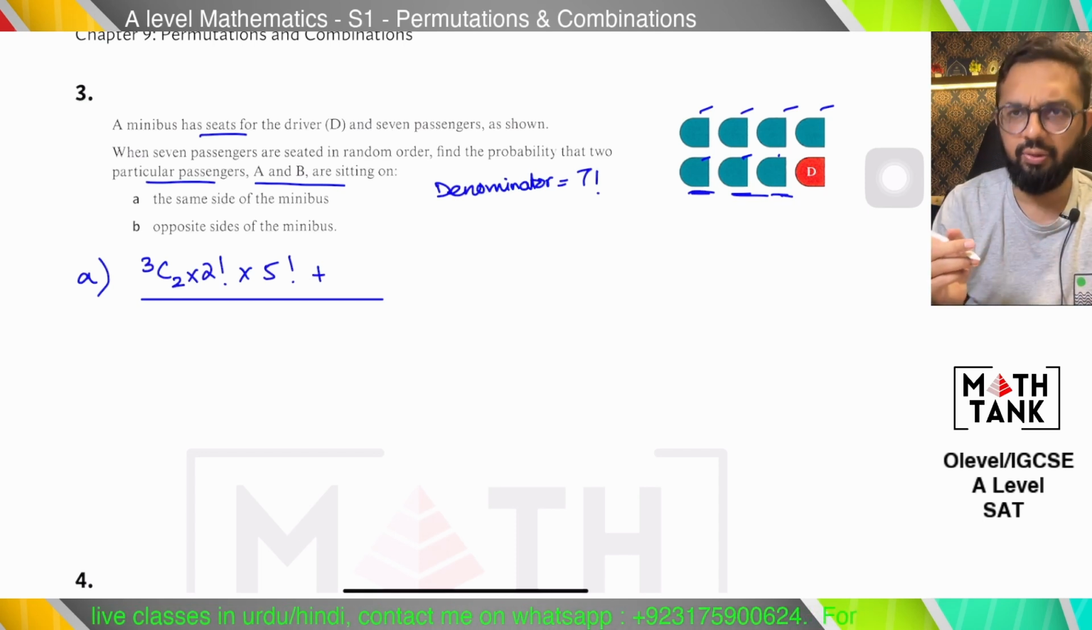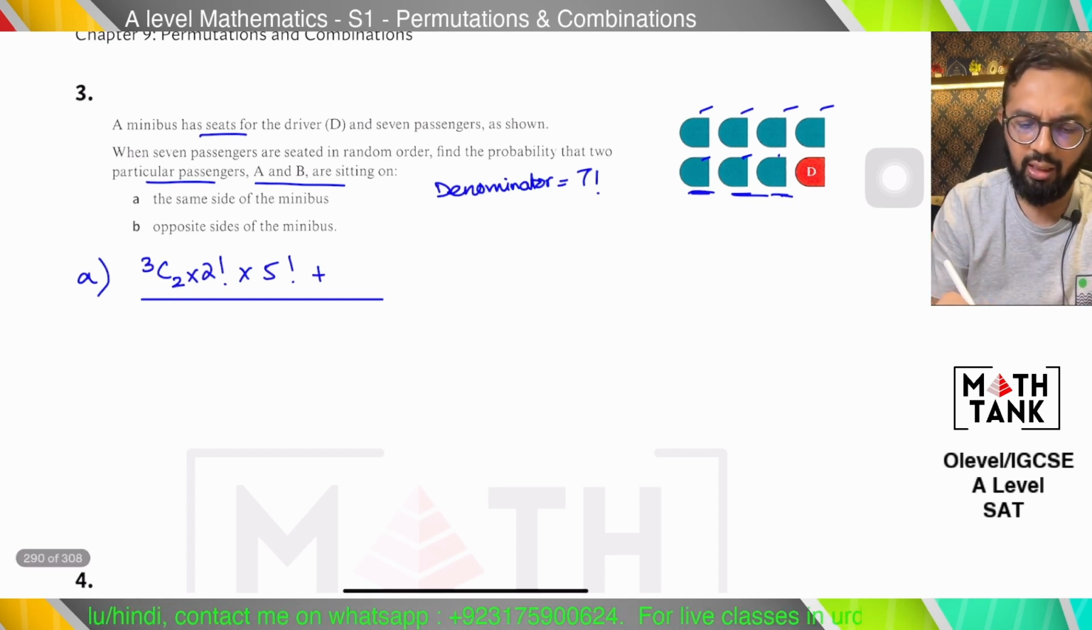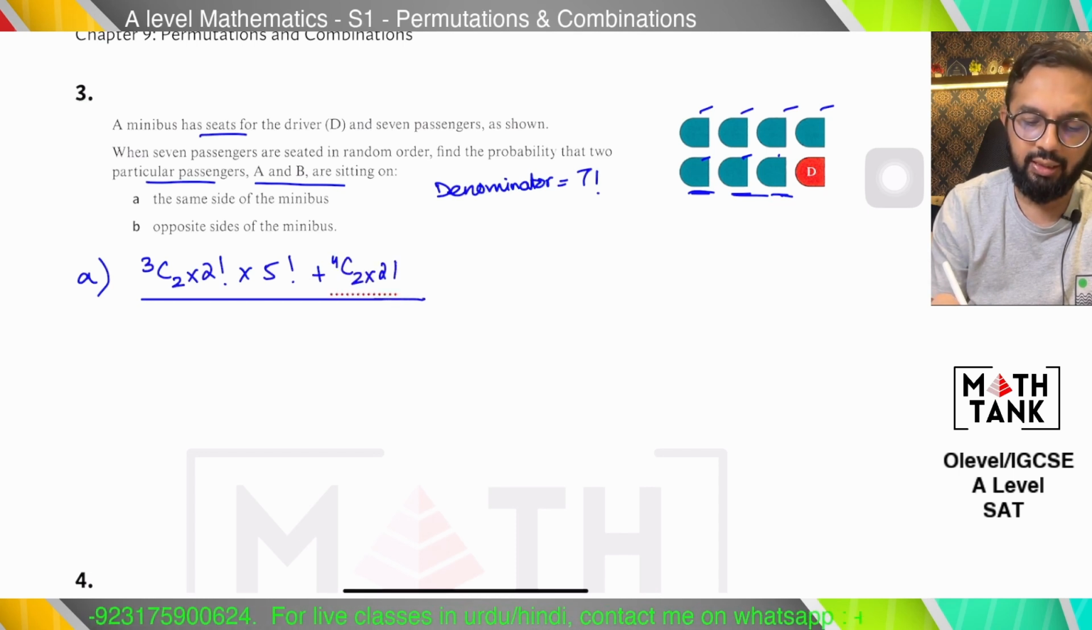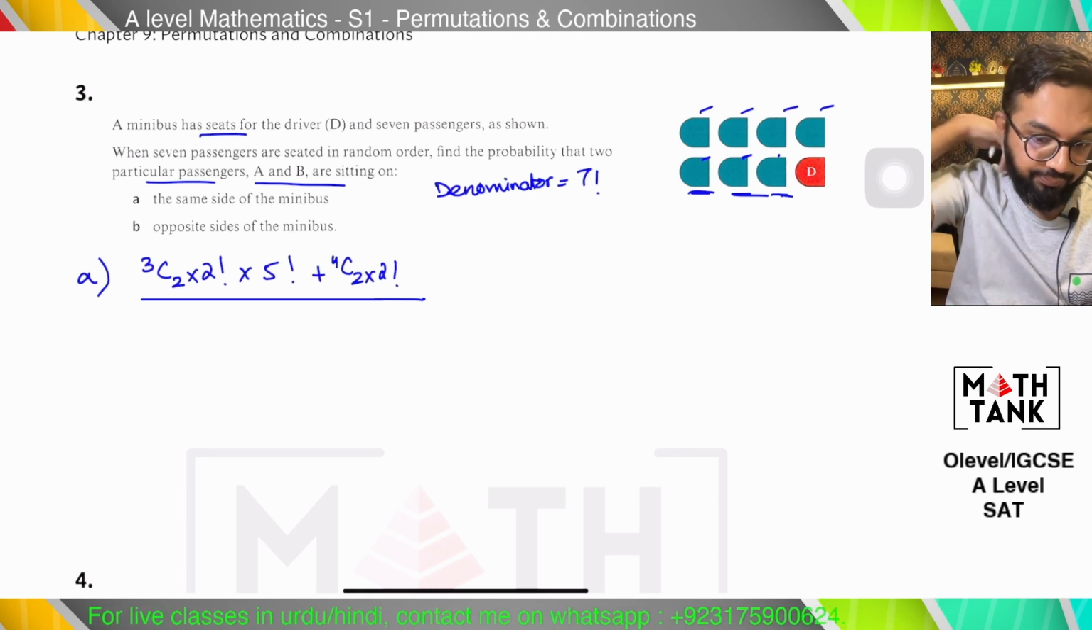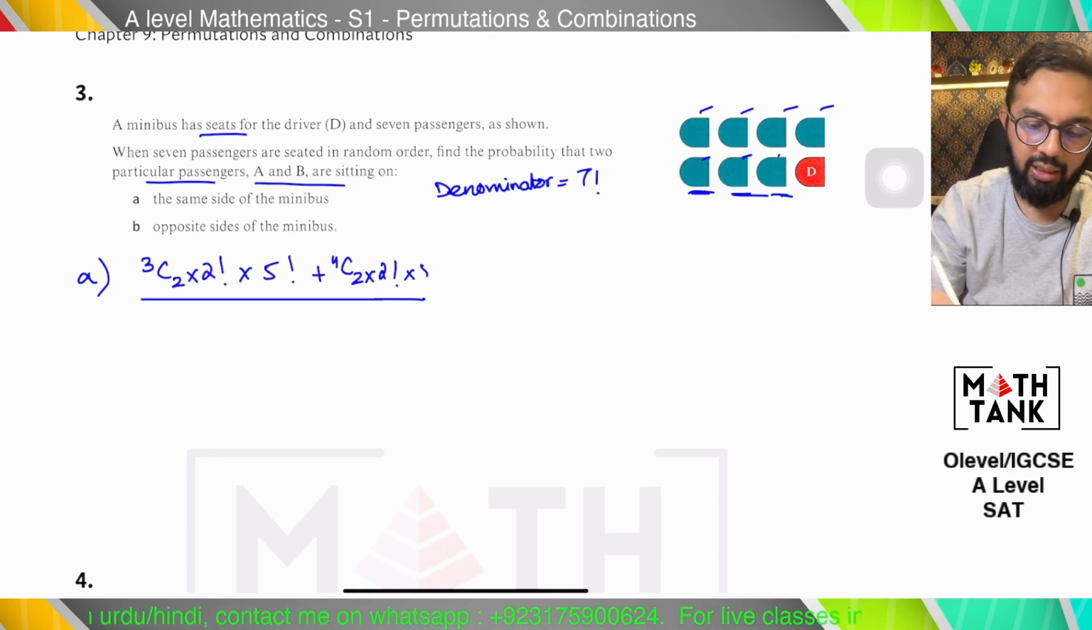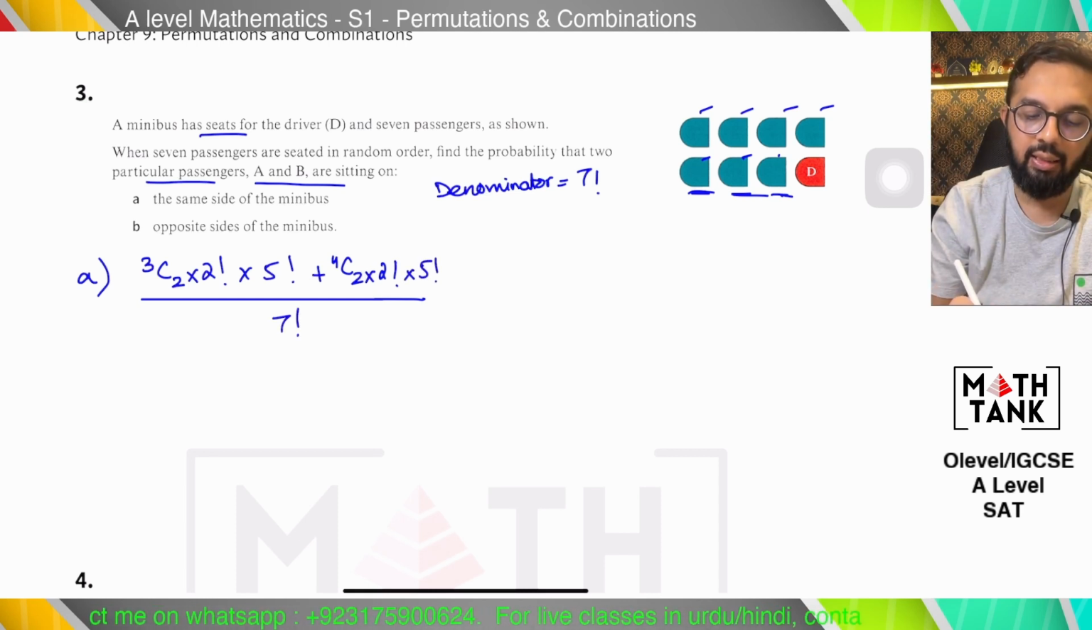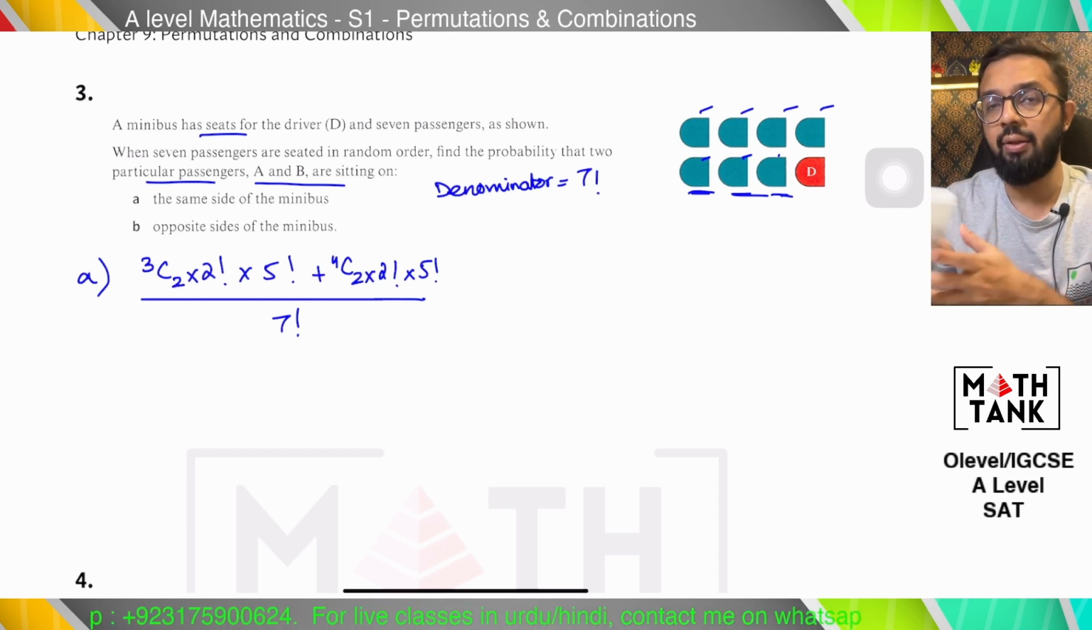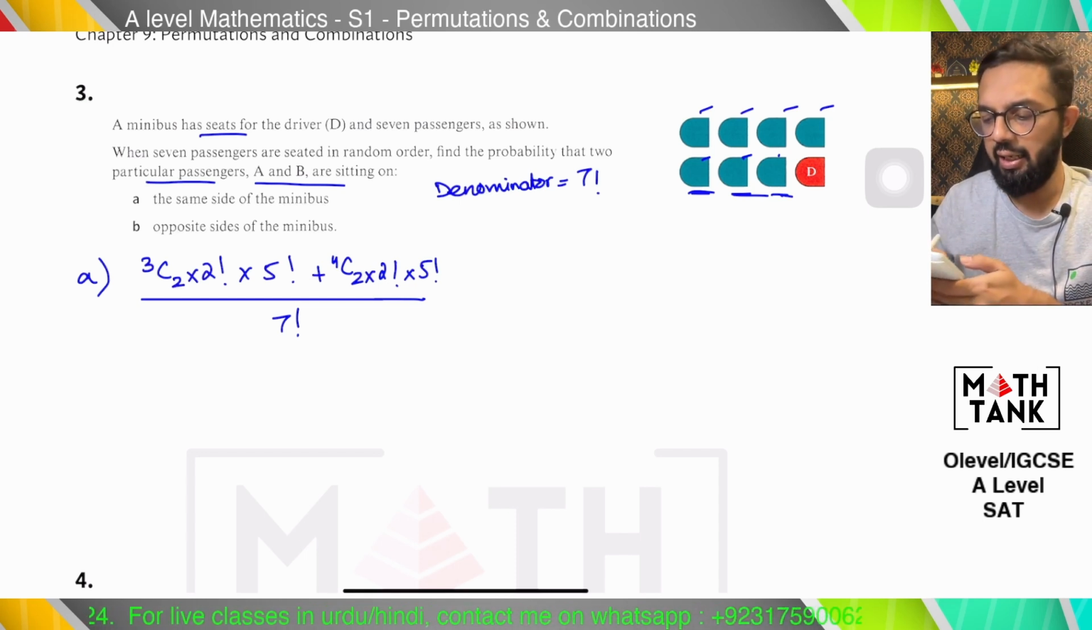Let's say they don't want to sit behind the driver and they're on the opposite side. There are 4 seats available there. They first come in and choose their seats, and then the remaining people also choose their seats. And then this is divided by 7 factorial, because I am calculating the probability in this case.